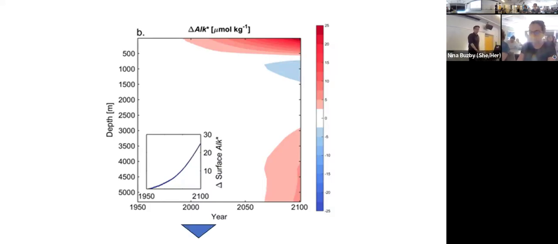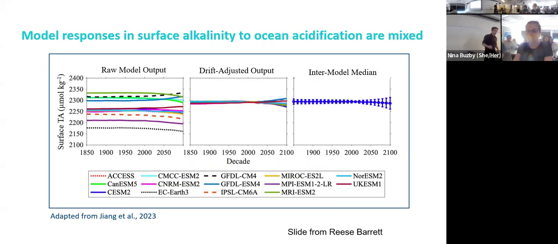So then the question is, can we see this in the measurements? This is the period of time over which we actually have repeat hydrographic measurements, from the 1990s to the present day. And this is now getting into Reese Barrett's work. Well, sorry, actually this slide is me making the point that the models really don't agree on what the alkalinity should be doing in the surface ocean.